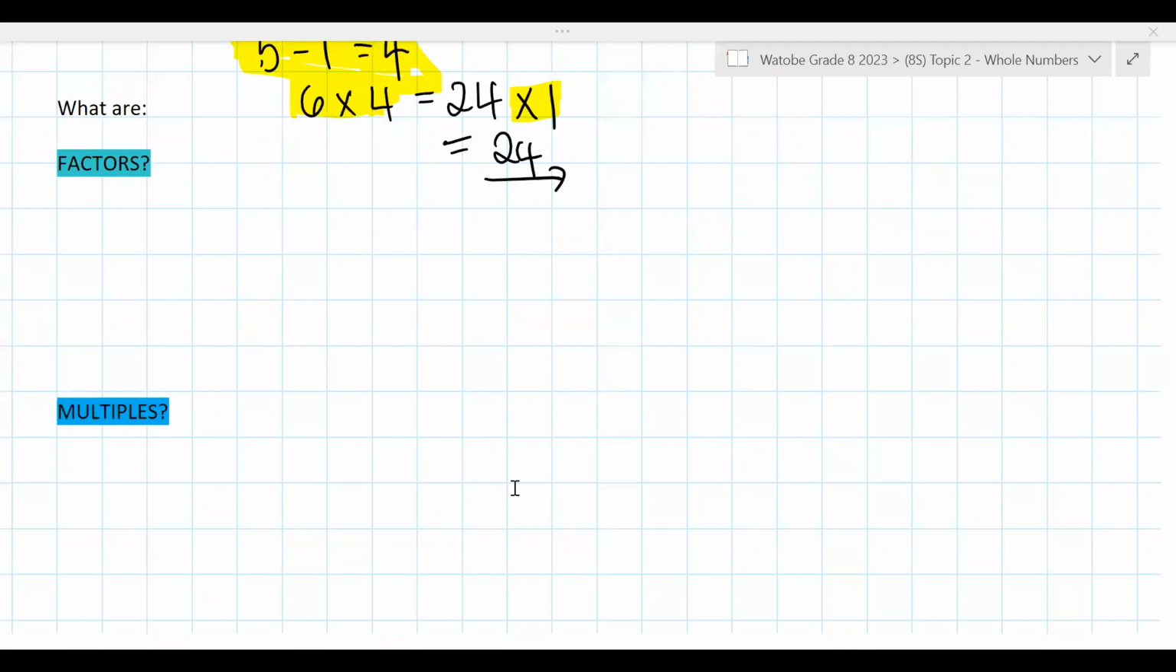Essentially asking, what are factors and what are multiples?